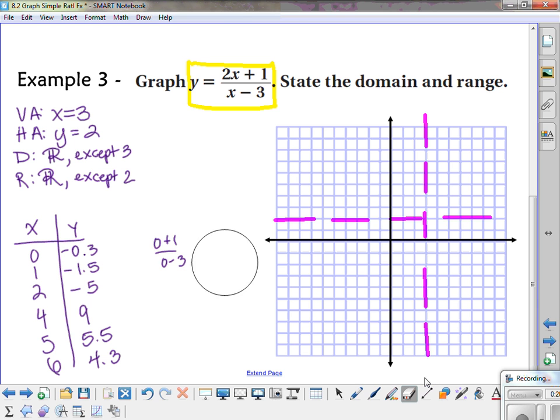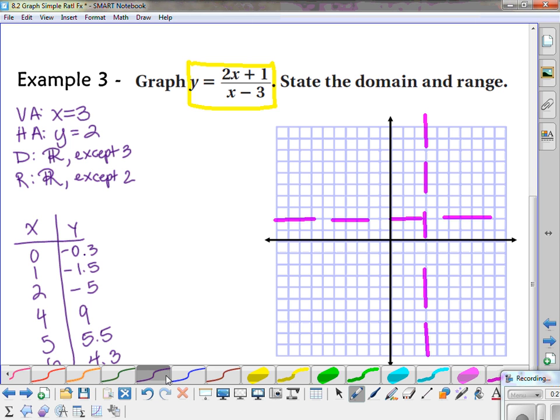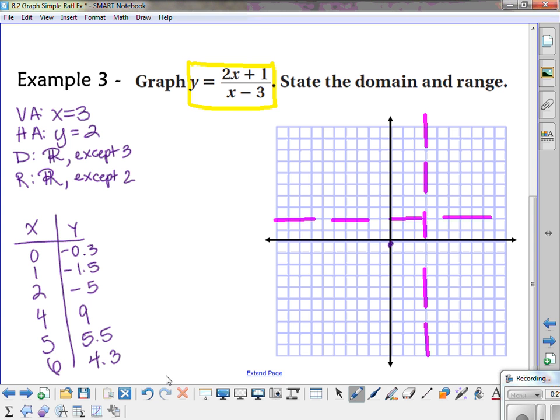So you're just plugging it into that equation, the whole equation. That's why I highlighted the entire equation. We're figuring it out for each individual point. And we're just going to use our regular origin when we're plotting the points. I'm not going to pretend that the origin's anywhere else, because this isn't HK form. So I'm not translating a parent graph. I'm just graphing exactly what I have here, okay? So I go to 0 and negative 0.3, 1, negative 1 1/2, 2, negative 5. So there's that half of the graph.